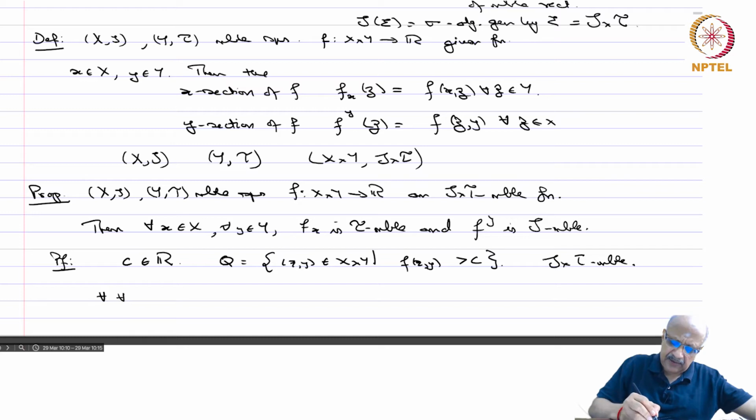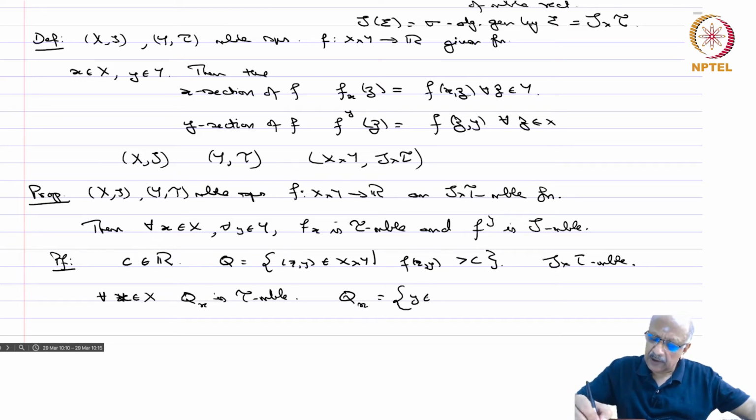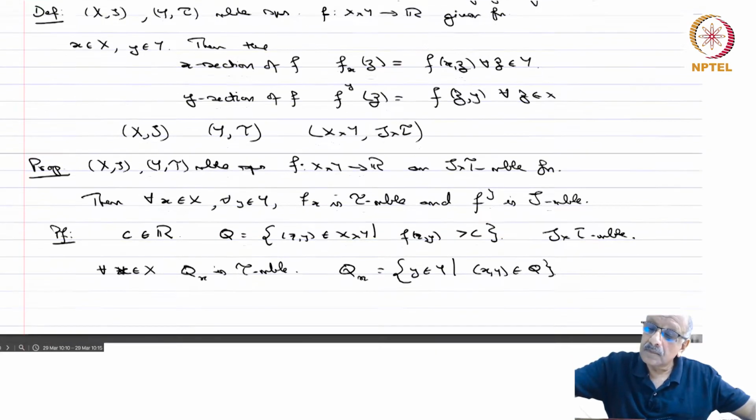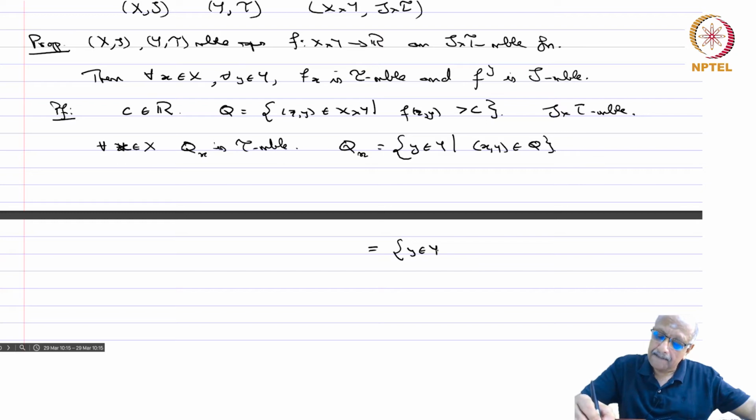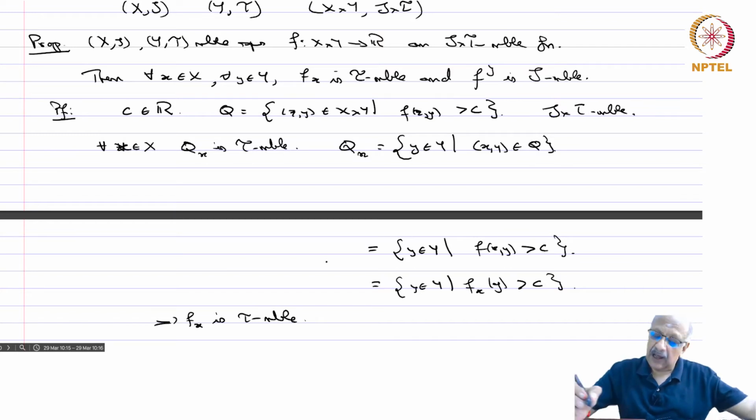Then for every x in X, Q_x is T measurable. But what is Q_x? This is the set of all y in Y such that (x, y) belongs to Q, which is equal to the set of all y in Y such that F(x, y) is bigger than c, that is equal to the set of all y in Y such that F_x(y) is bigger than c. Okay, so this is T measurable, and therefore this implies that F_x is T measurable. So for every c in R, this set is measurable, and therefore by the definition F_x is measurable. So similarly, F^y is S measurable.